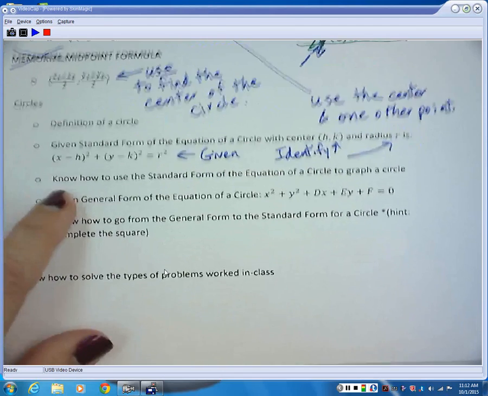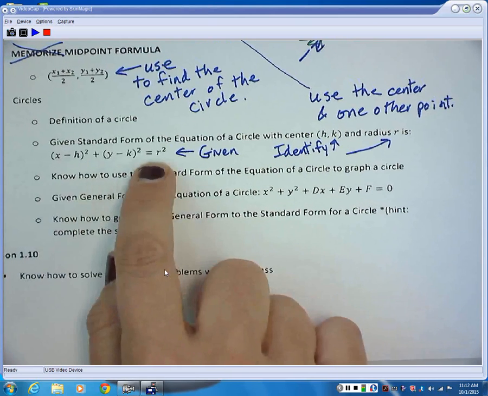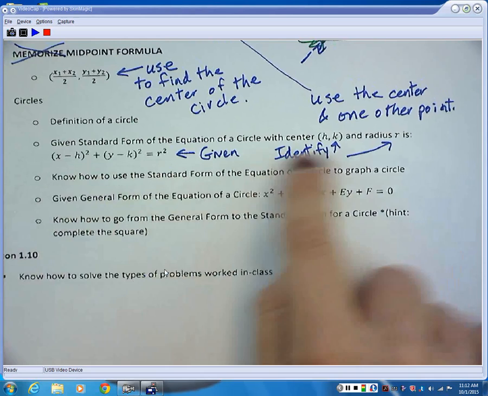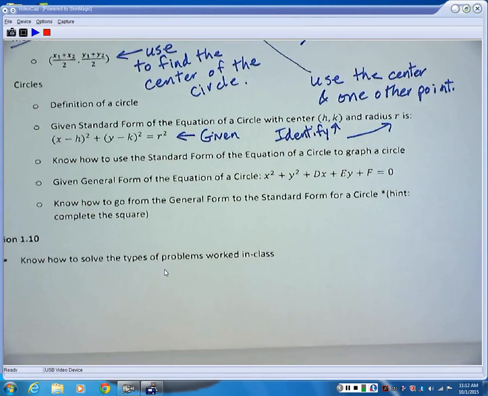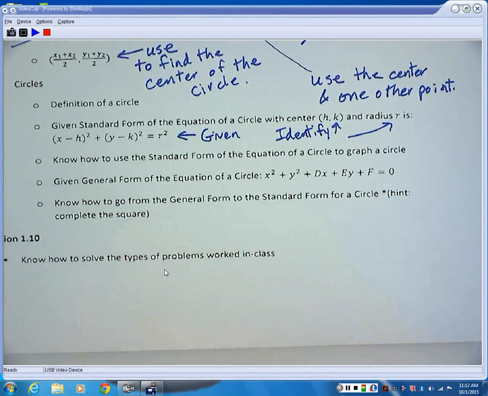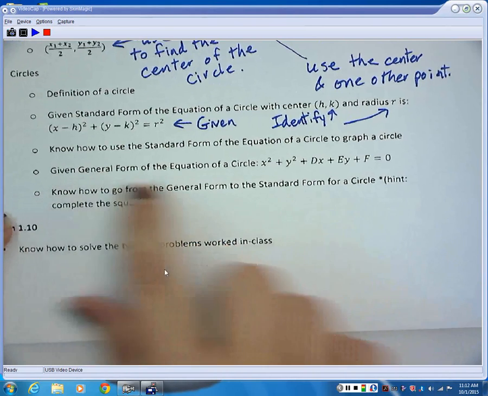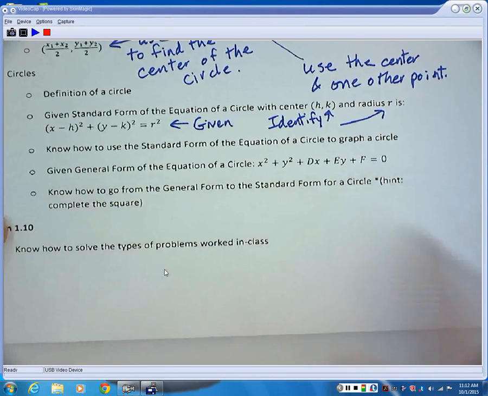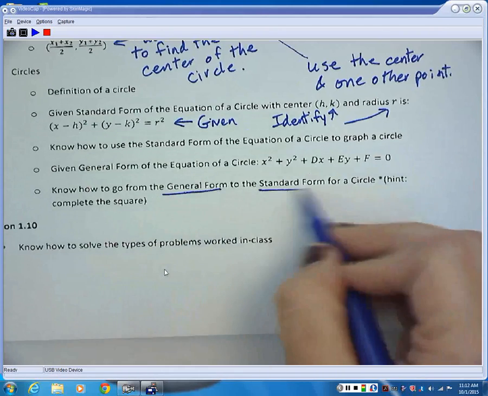Know how to use the standard form of the equation of a circle to graph it. So the standard form's here. If you're given that, identify H and K and graph it. No, you don't need to, you can bring a compass if you want, but you don't need to. Know how to use, given the general form, this is the general form of the circle. Know how to go from general form to standard form.